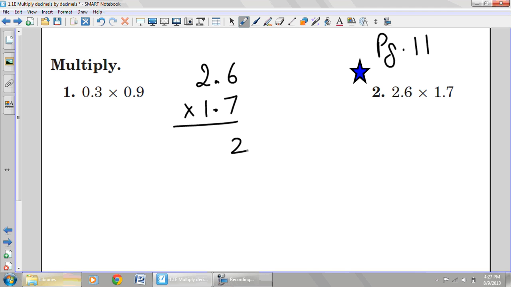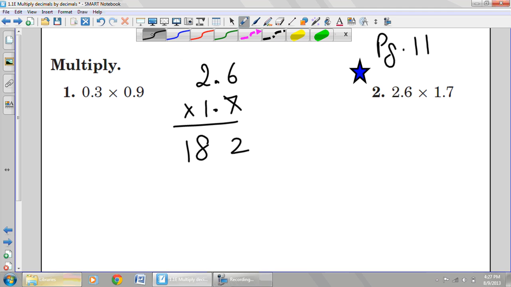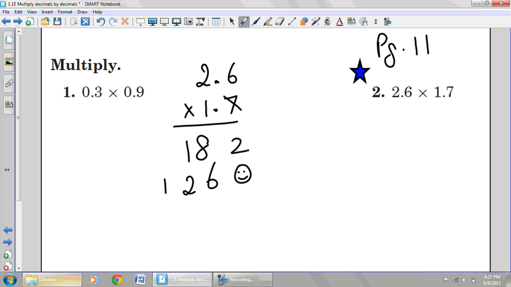7 times 6 is 42, 4 carry over. 7 times 2 is 14, 15, 16, 17, 18. And I am done with this, and I don't need this anymore. So let me make some space. Now, since I'm done with the first digit, I'm putting a happy 0. Now going for my next digit, 1. 1 times 6 is 6, 1 times 2 is 2. Add them together, 2, 4, carry over.